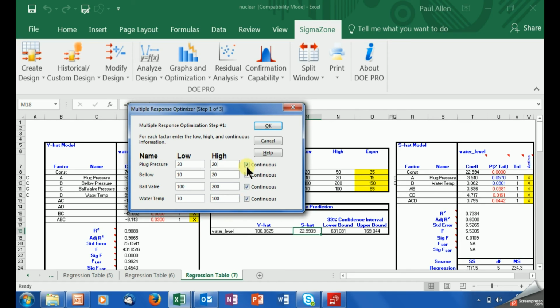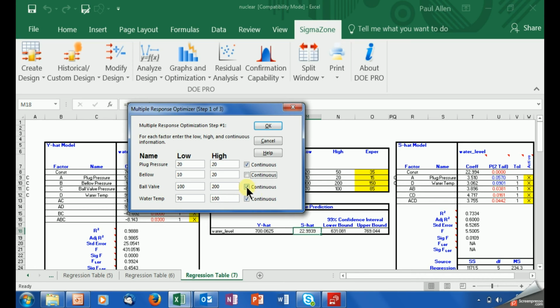Of course, you've also got these check marks for continuous values. So if some of these values only move in whole movements, whole points. I'm going to assume that the bellow pressure can only go 10, 11, 12, 13. I've removed the check mark from the bellow pressure. And now the computer knows it won't give me fractional numbers. It will only give me whole numbers.